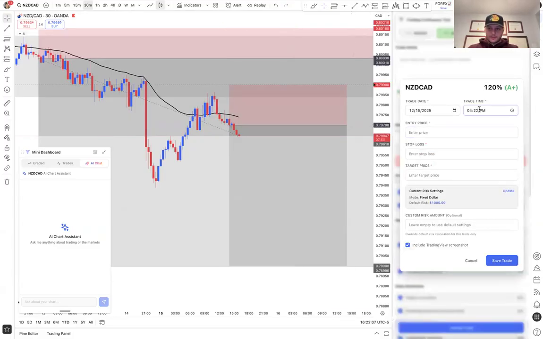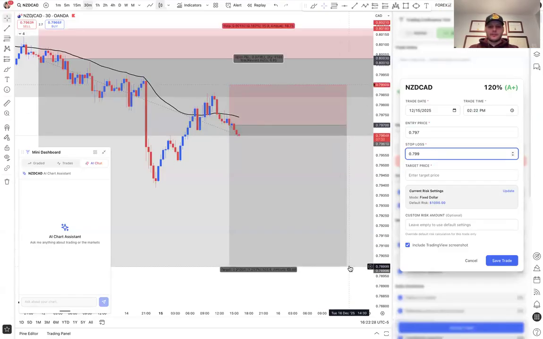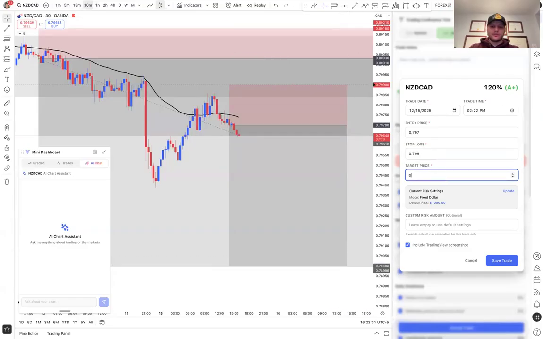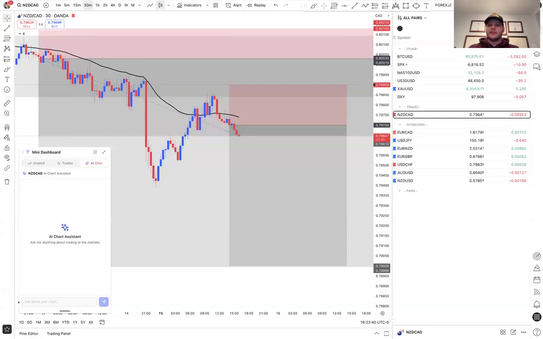We entered around, I think it was 2 o'clock, 2:30. We'll go 2, it doesn't really matter that much. Entry was 0.797. Stop loss was 0.799. And then take profit is 0.79. So really, really easy. And that's it. We're not going to include a screenshot. Save trade. So now we're currently in 2 trades.